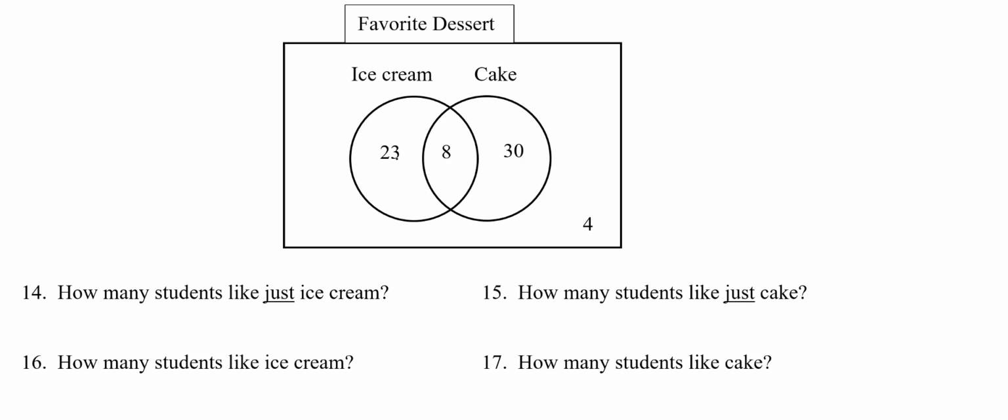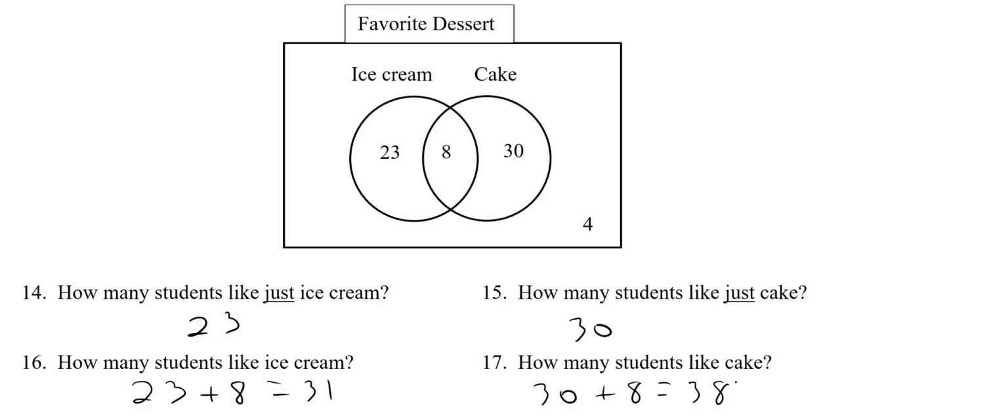Okay? All right, so how many people just like ice cream? Just 23. That's it. How many people just like cake? 30. If I say how many people like ice cream, that means the people who just like ice cream plus the people who like cake and ice cream, which is 8. So you get 31. And how many people like cake? Well, 30 people like just cake, and then there are 8 people that like both cake and ice cream. So we count them as well. So we get 38.